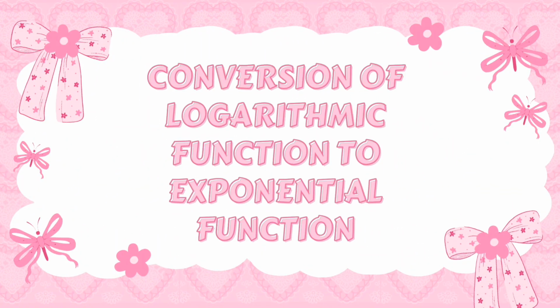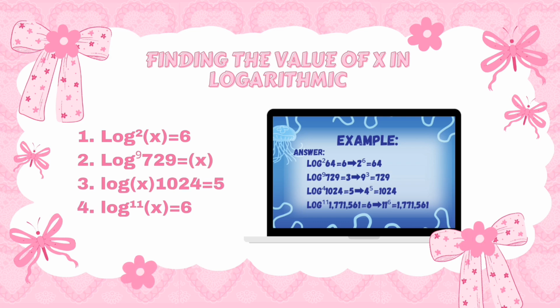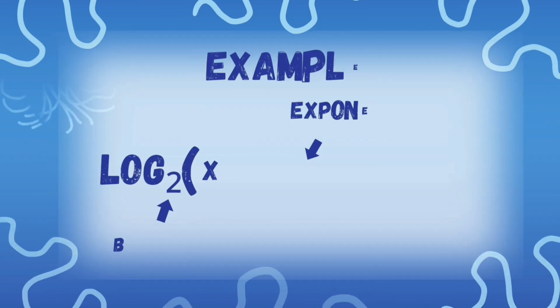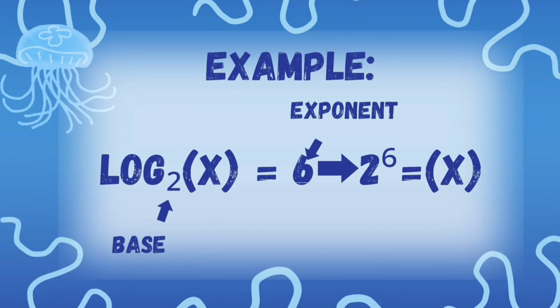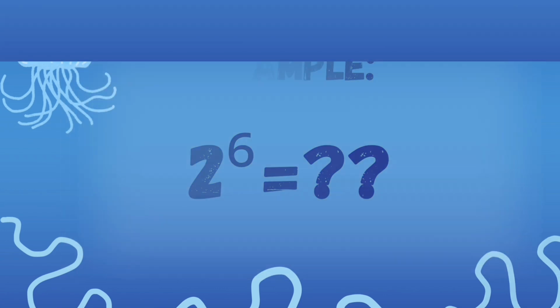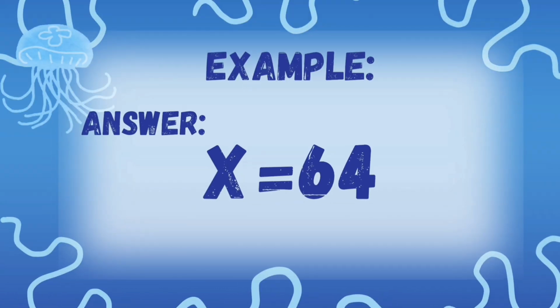Conversion of logarithmic function to exponential function. So here's the example, finding x. Here is the equation: log base 2 of x equals 6, so 2 to the power of 6 equals x, where the base is 2 and the exponent is 6. So we need to evaluate the base and the exponent. 2 to the power of 6 equals 64. So the answer is x equals 64.